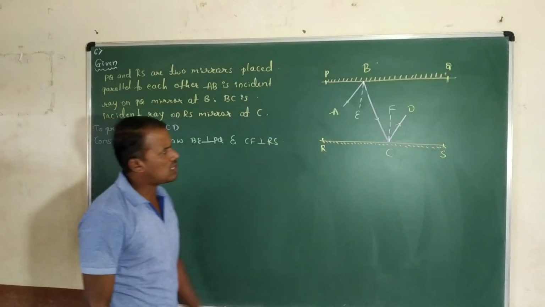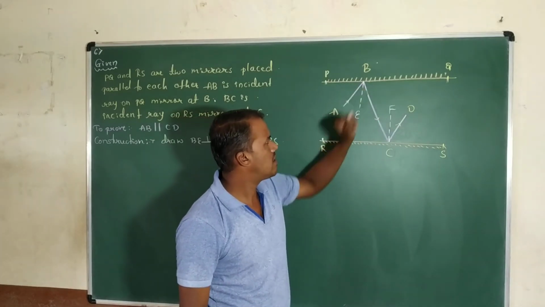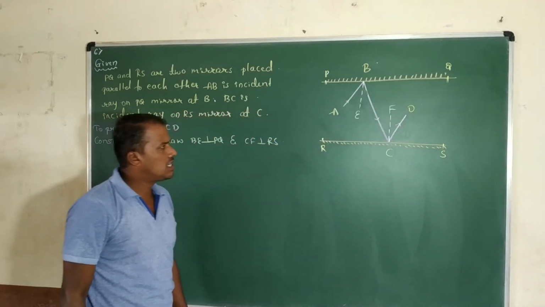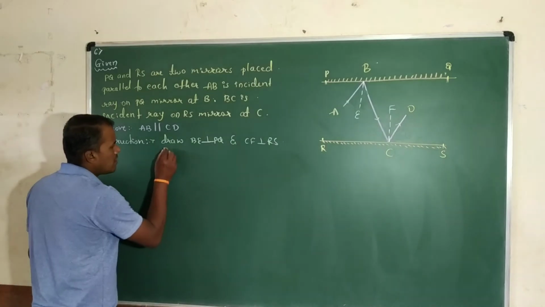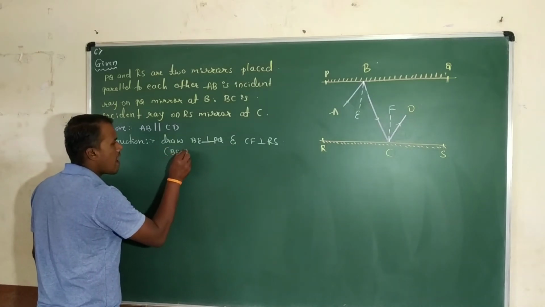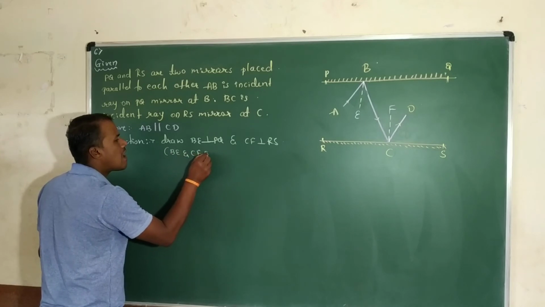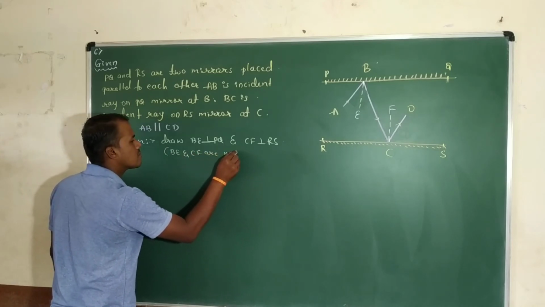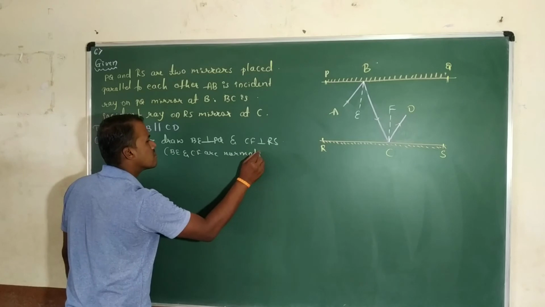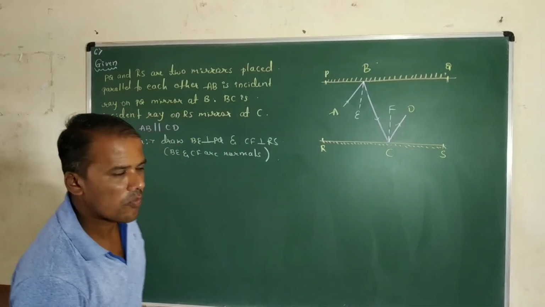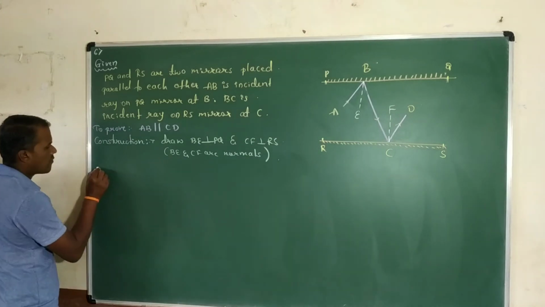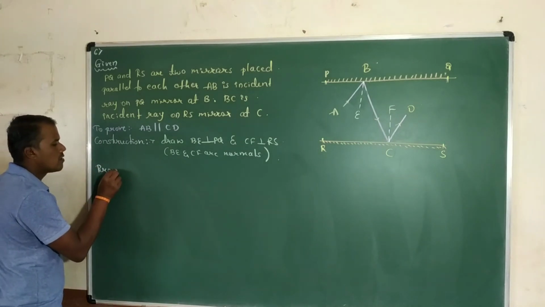Okay, these are the normals. You call them normals. Here I will write in brackets: BE and CF are normals. Now the proof. How to prove that?